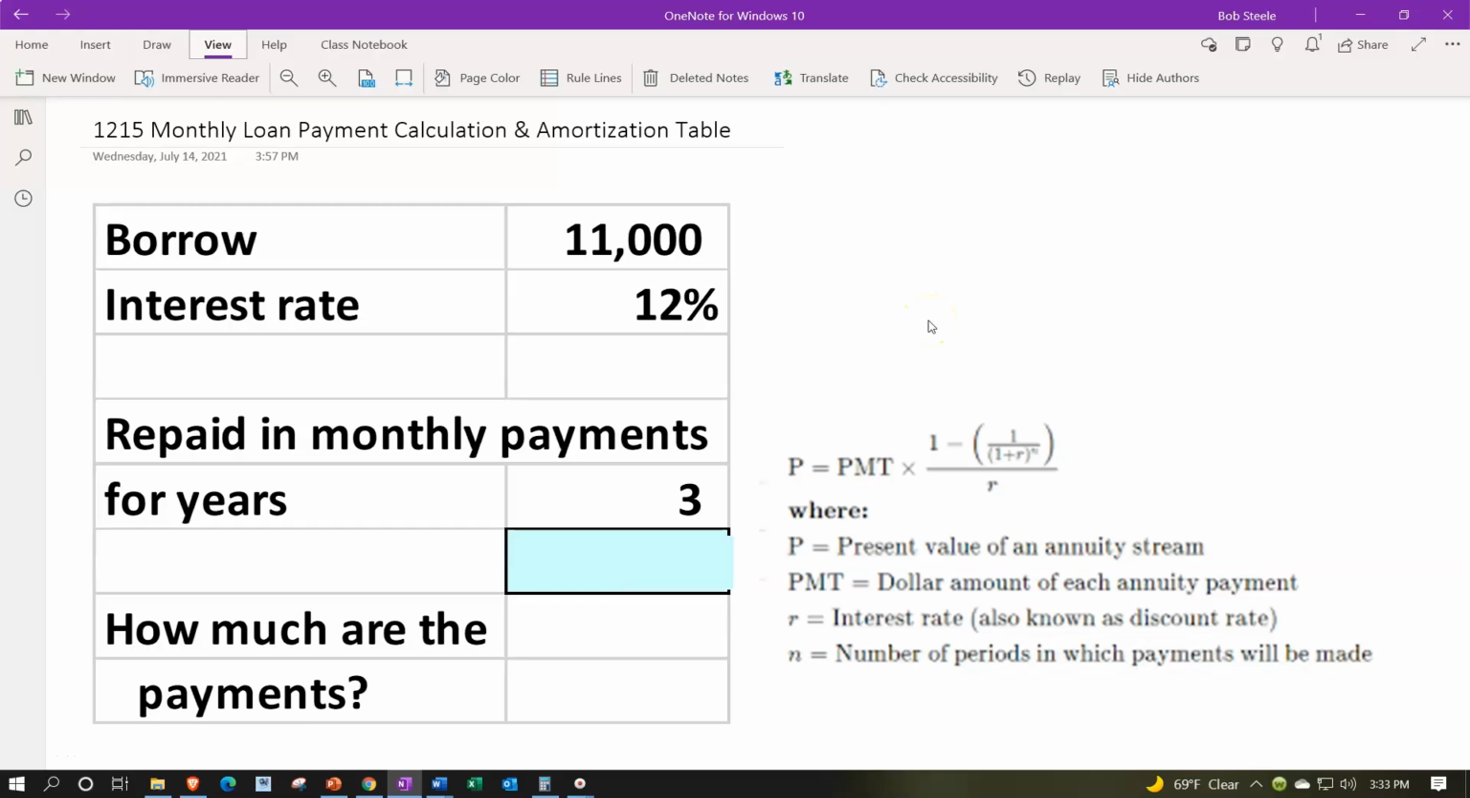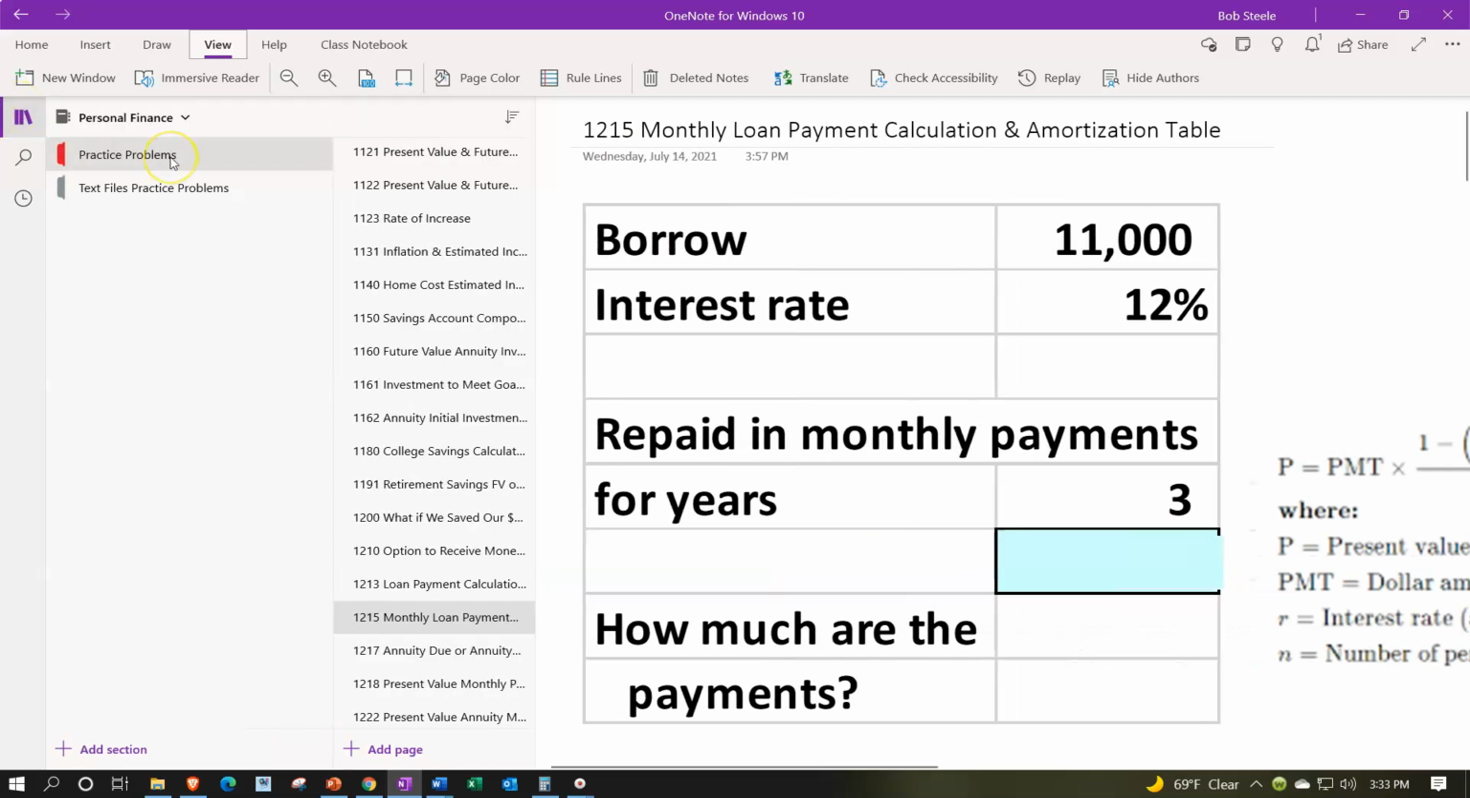Here we are in OneNote. If you have access to OneNote and would like to follow along, you're not required to, but if you would like to, we're in the icon on the left-hand side. We're in the Practice Problems tab, down in the 1215 Monthly Loan Payment Calculation and Amortization Table tab.